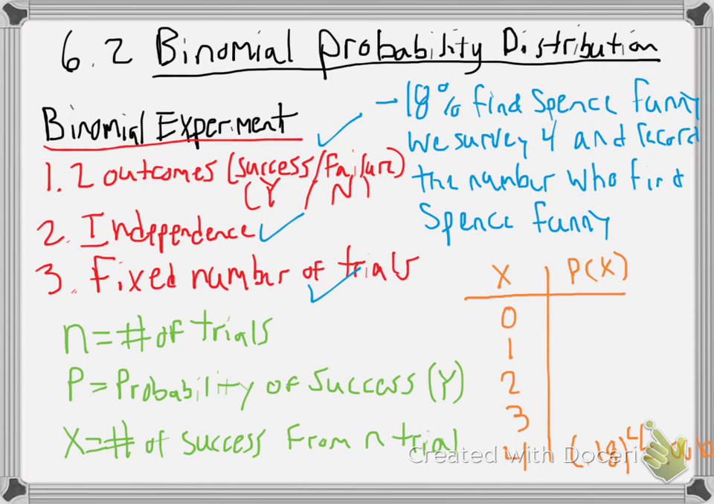0.0010, and I ran out of room there, but hopefully you can see that. Okay, and then the outcome of 0 is that none of the people find me funny. Well, that means that we get 4 no's in a row, and the chance of getting a no the first time is 0.82. And if we need 4 in a row, then we take 0.82 to the 4th, and we get 0.4521.